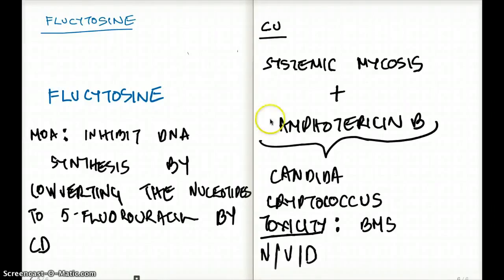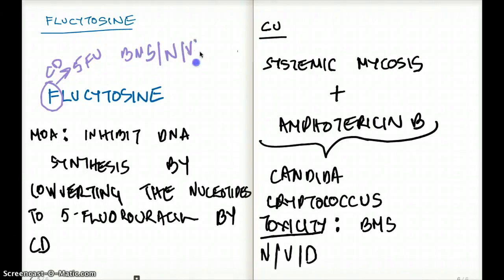So let's do a quick review. Flucytosine, F for flucytosine, F for 5-fluorouracil. You can remember it like that. It is going to convert fungal nucleotides to 5-fluorouracil using the enzyme cytosine deaminase. It's not going to form pyrimidines, and it can cause nausea, vomiting, and diarrhea as some associated symptoms. Clinical uses are going to be systemic mycoses like Candida and Cryptococcus, and it's used in combination with amphotericin.